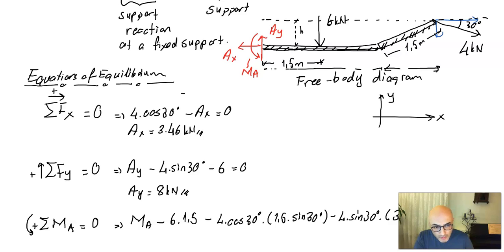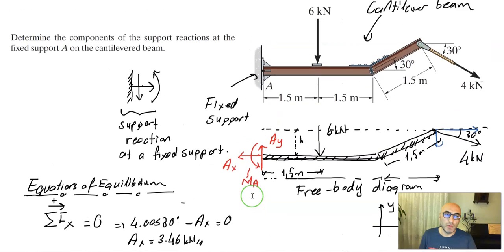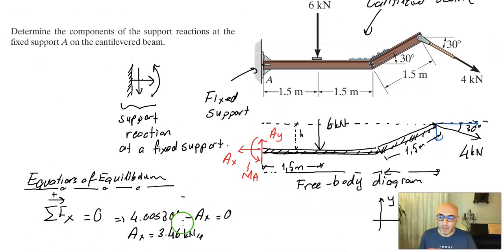Okay, so that equation is equal to 0, and we find moment A equals 20.2 kilonewton meters. Okay, so here we have the reactions AX, AY, and moment A. Thank you for listening.